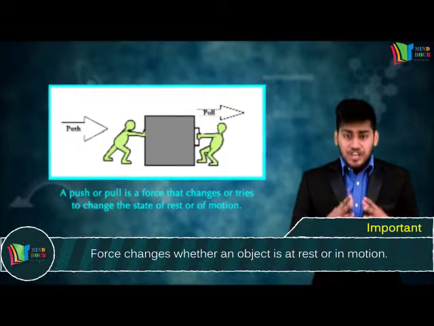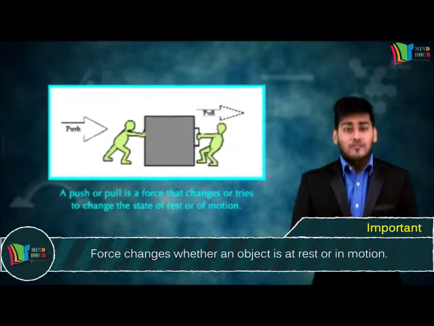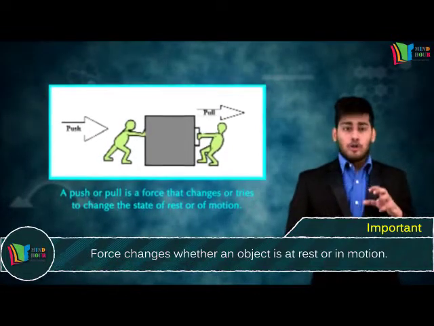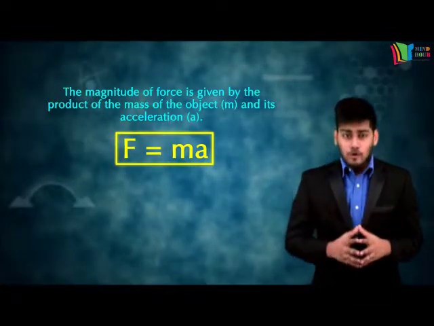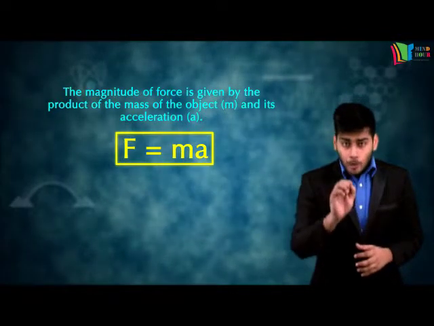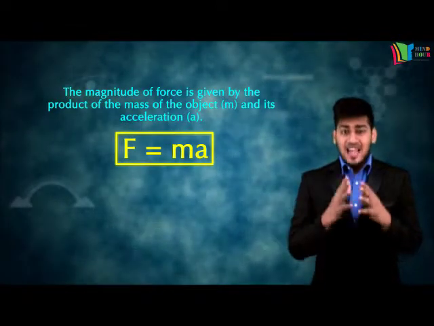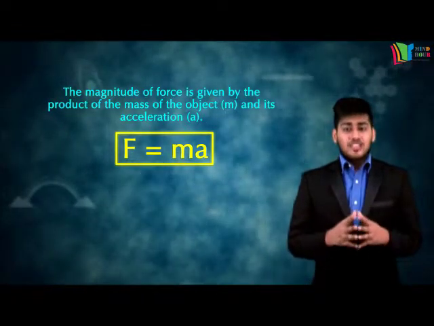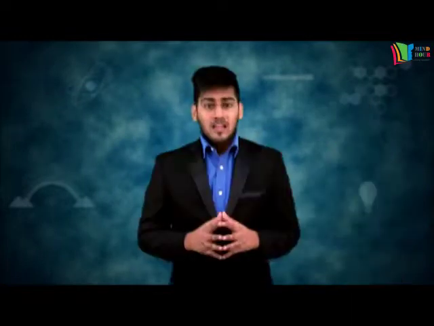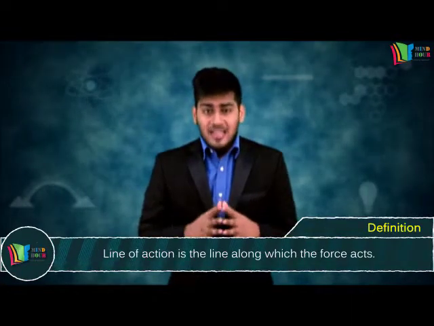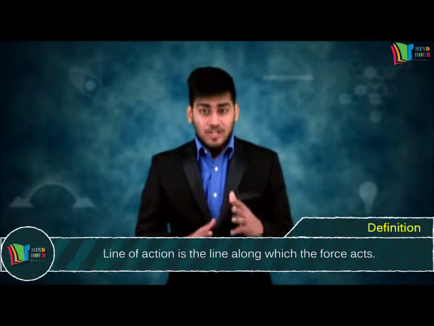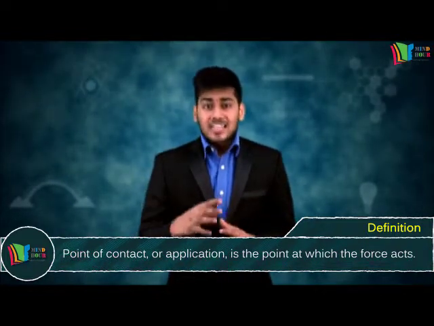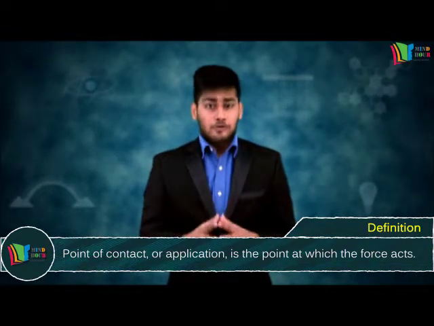Force is that which changes or tries to change the state of rest or of motion of an object by a push or pull. The magnitude of force on an object is given by the product of the mass of the object and its acceleration. Mathematically, it is expressed by the equation F = m × a. The line along which a force acts on an object is called the line of action of the force. The point where the force acts on an object is called the point of application of the force.